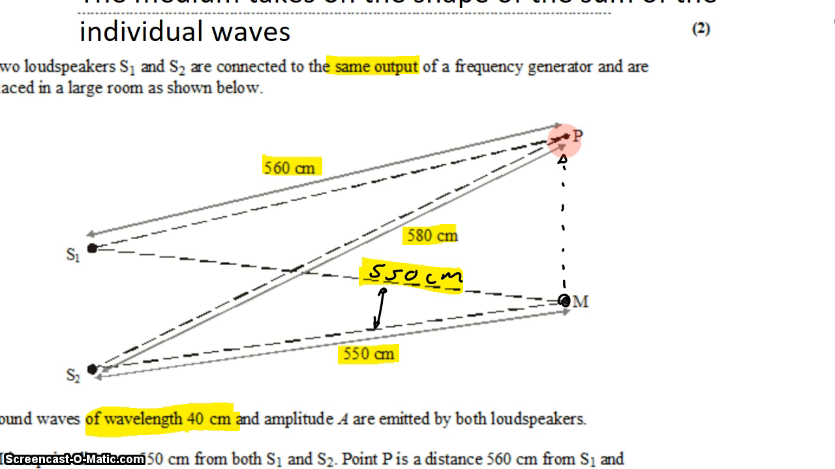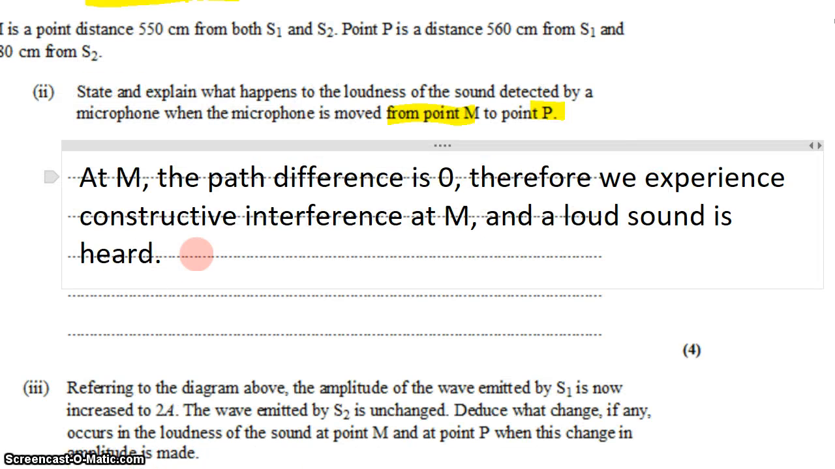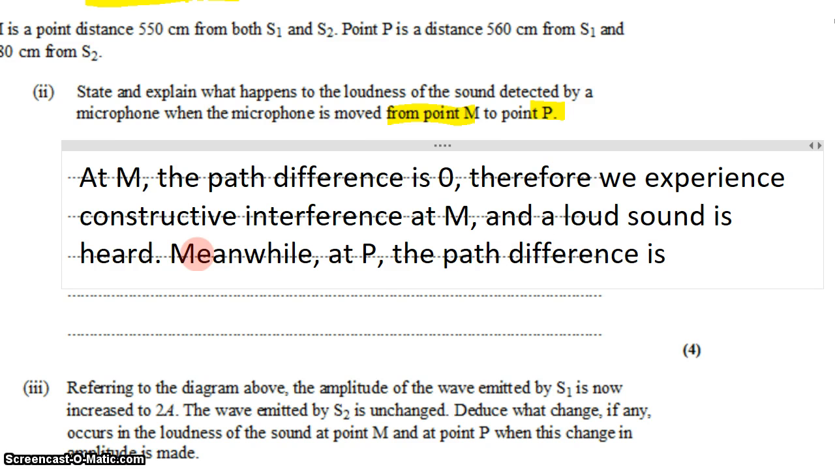So at point P, the two waves will be doing different things. When the waves from S2 are at a peak, the waves from S1 will be at the opposite portion of the cycle, which is a trough. So they're always going to be out of phase at P because of that path difference. That's going to result in destructive interference. So we can say, meanwhile, at P, the path difference is half a wavelength.